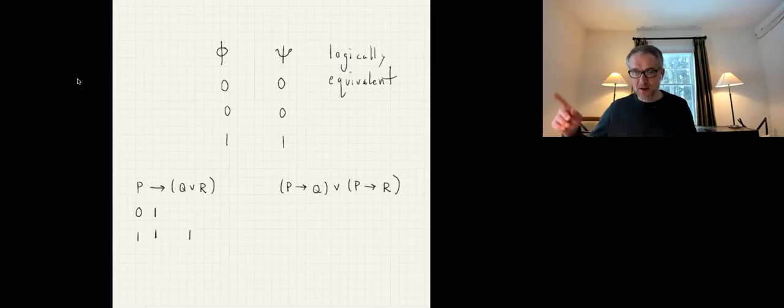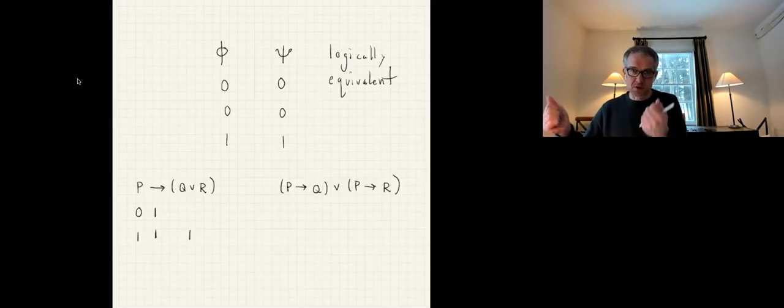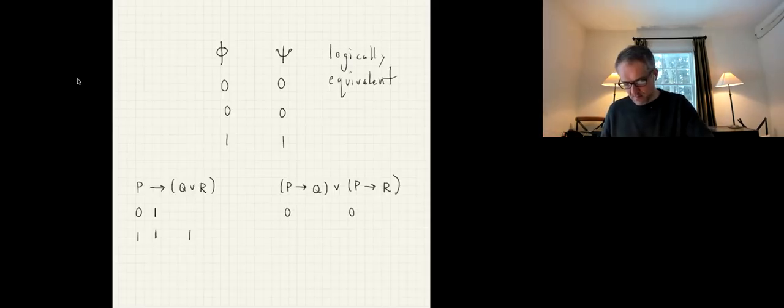Now I'll just argue that in both of those cases, the second sentence is true. In the first case, if P is 0, well, both conditionals on the right are true, so the or is certainly true. So if P is 0, both of these conditionals come out as true.